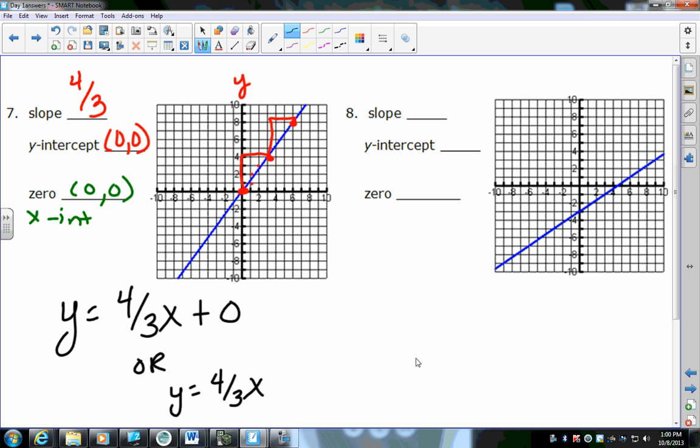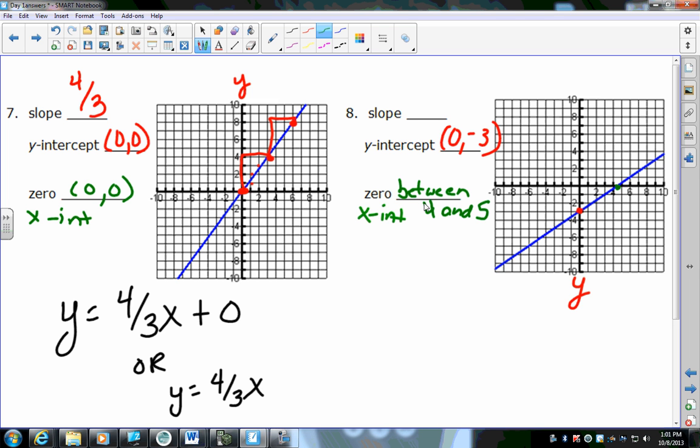On number 8, again, the y-intercept, right here on the y-axis. It's where it crosses the y-axis. That is 0, -3. My x-intercept is my 0. Well, it doesn't look like it crosses very nicely. It crosses between 4 and 5. So I'm just going to write between 4 and 5.